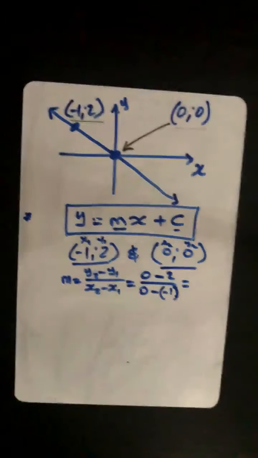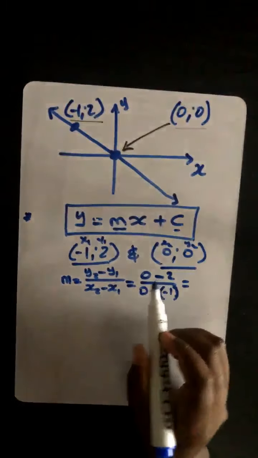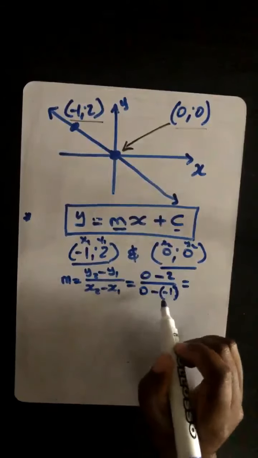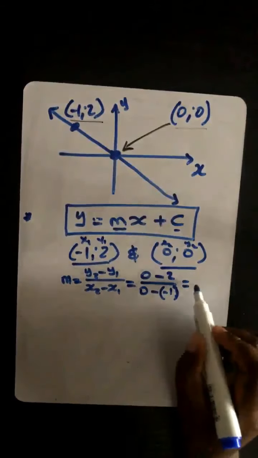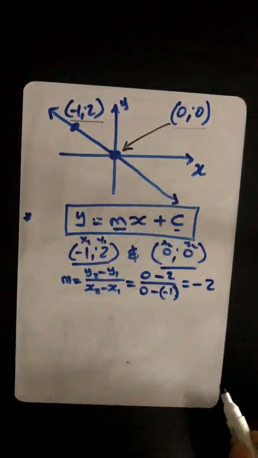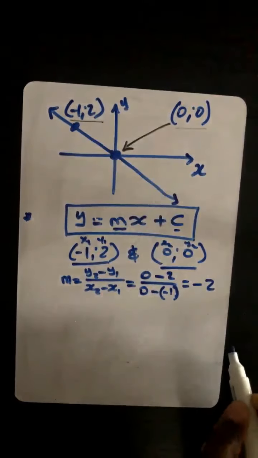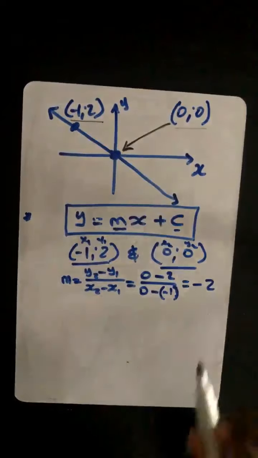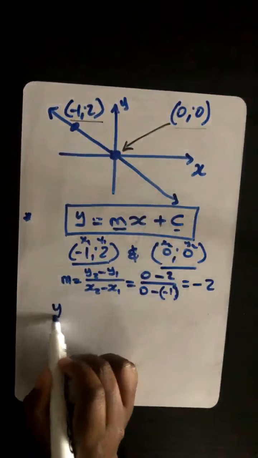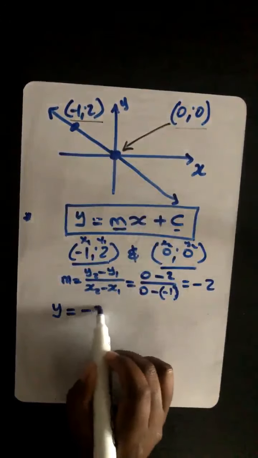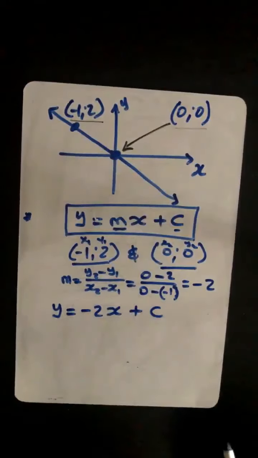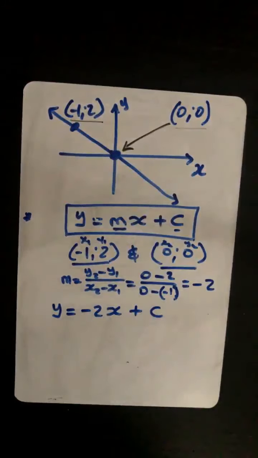So remember, guys, it's 0 minus 2 over 0 minus -1. So I'm also getting a -2. So just check it there and make sure that you substituted correctly. Now that we've got our gradient as -2, that means we have y equals -2x plus c. Does it make sense so far? Does it make sense to everyone?